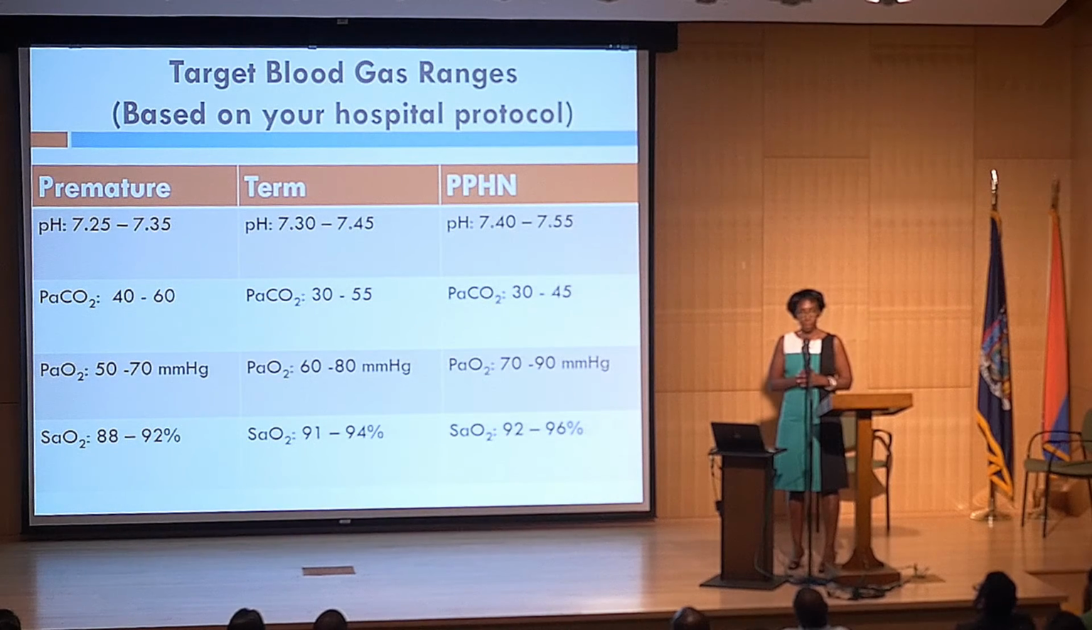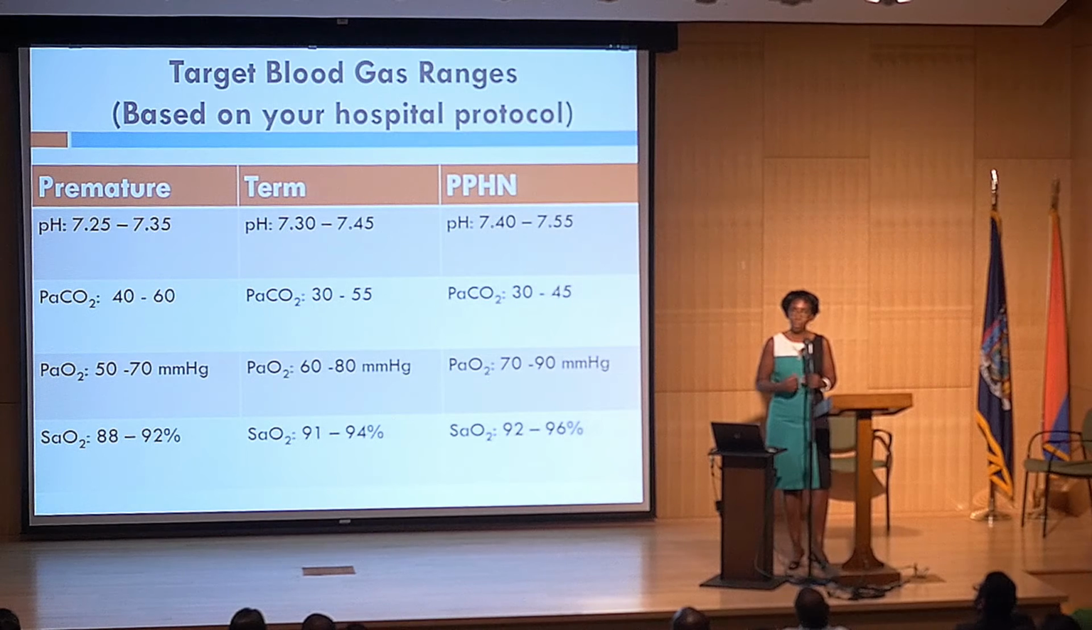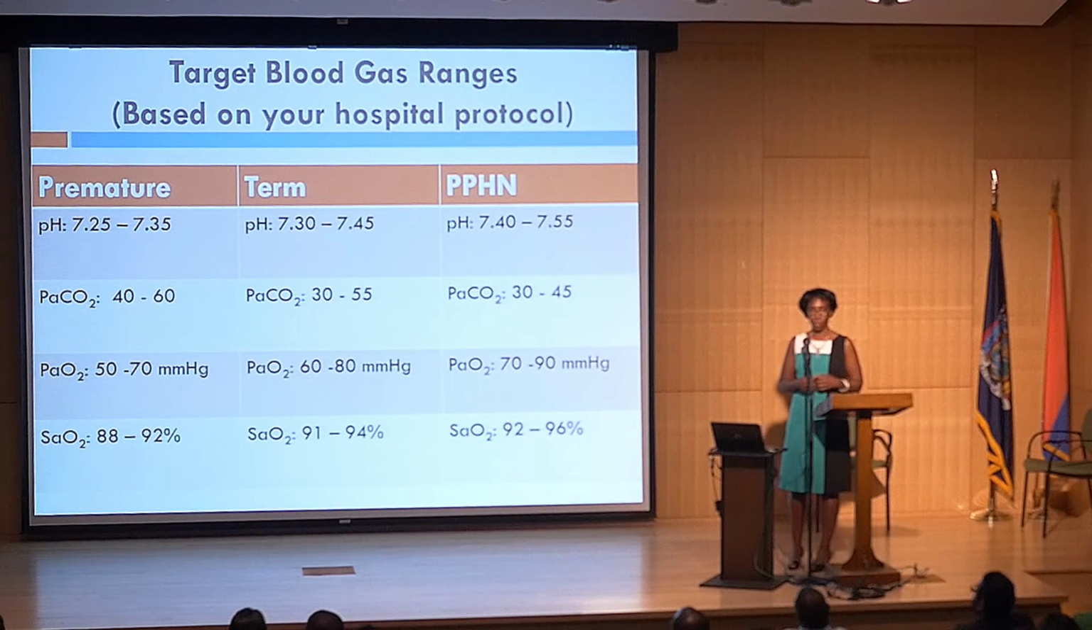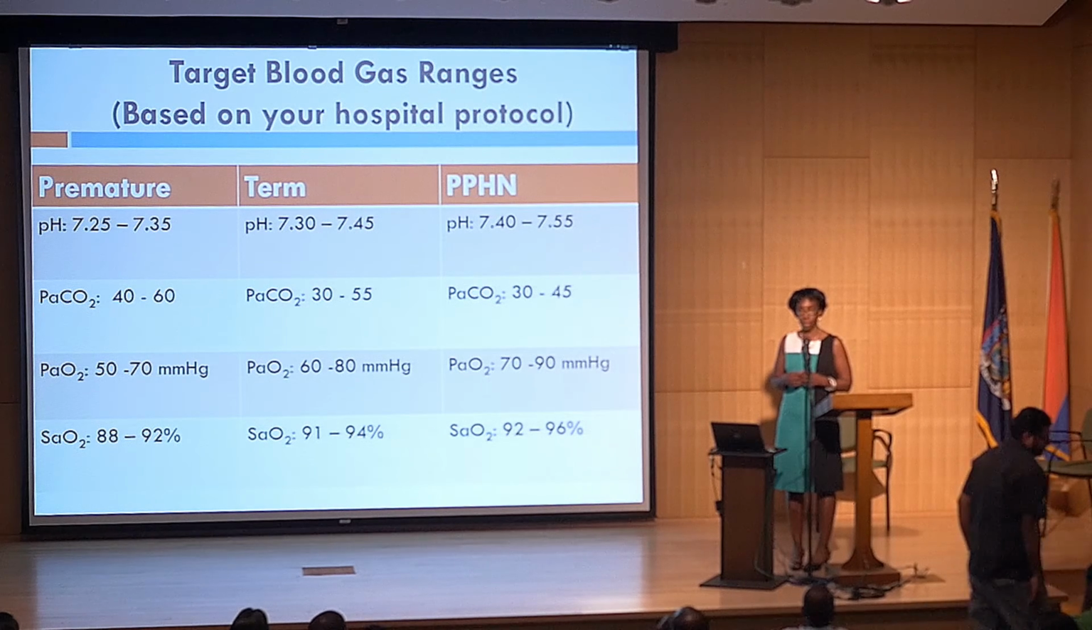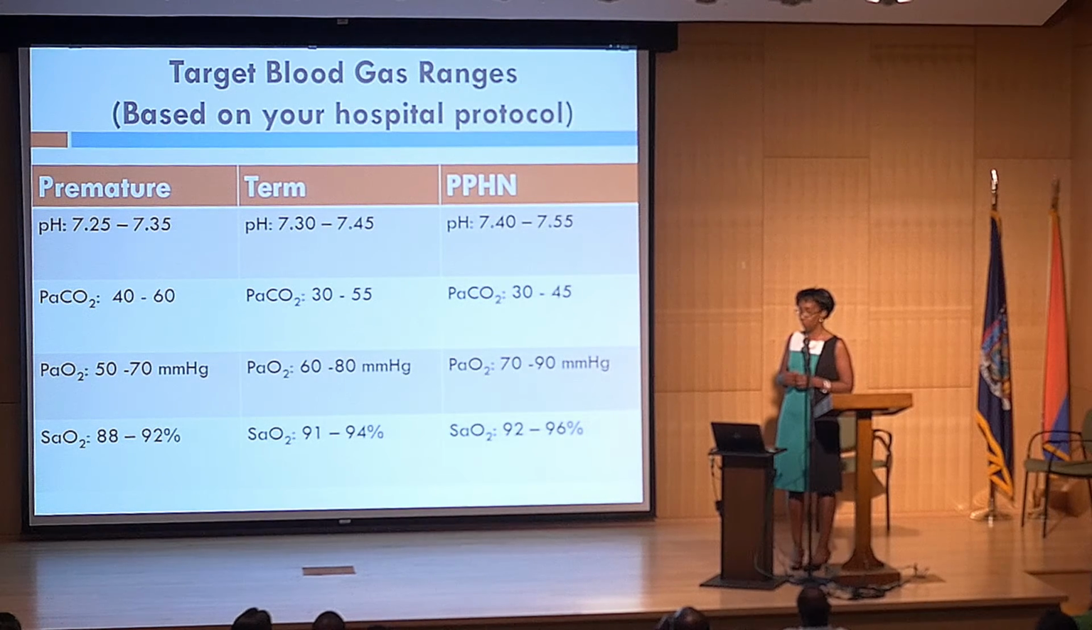In terms of target blood gas ranges, this will vary based on the hospital that you work in and what is their protocol. But these can be guidelines for you in terms of where do you want to keep that pH, where do you want to keep the CO2, where do you want to keep that PaO2 for that baby, as well as what is the saturation range. Right? So what's important for you to know, if you work in the NICU, is what is that particular range? If you don't work in the NICU and you have that baby that comes into the delivery room, that comes into your emergency room that's born prematurely, this could be a starting point for you.